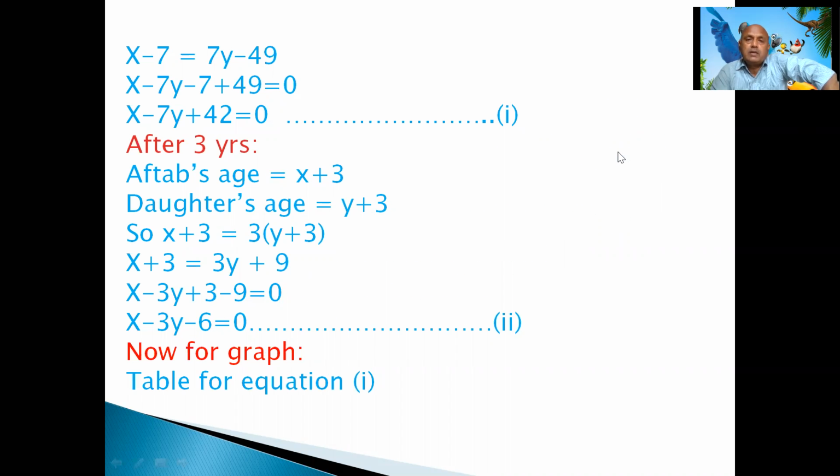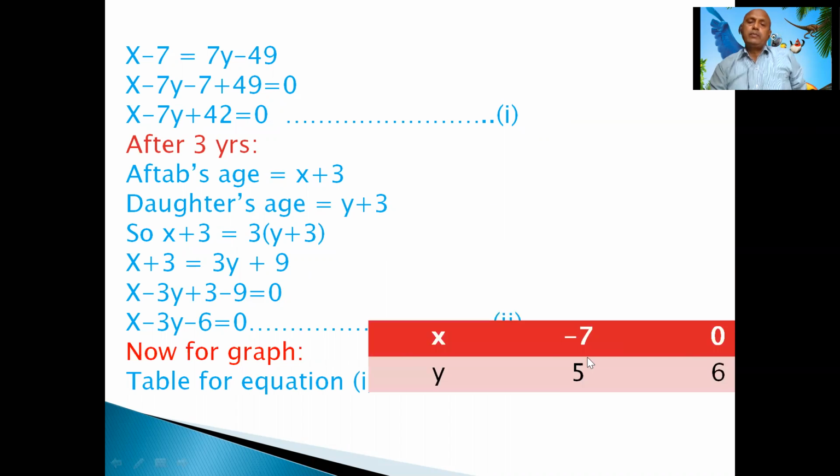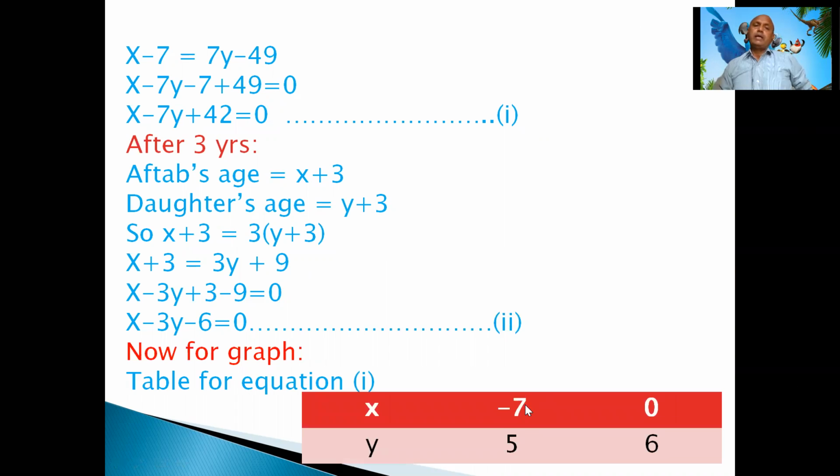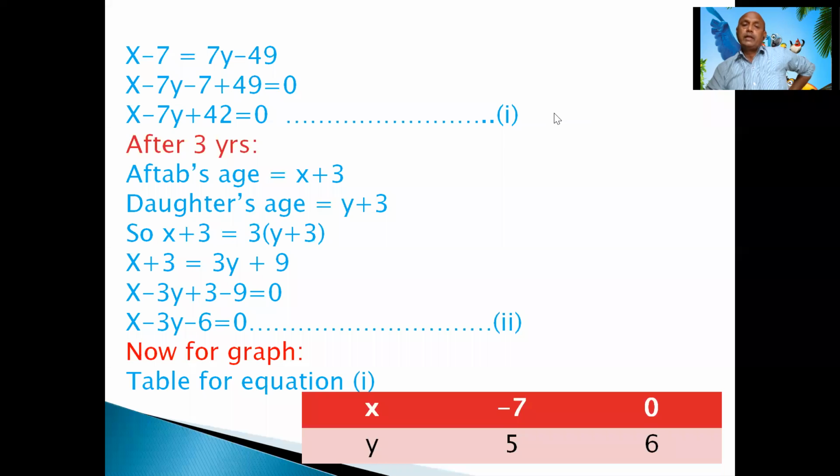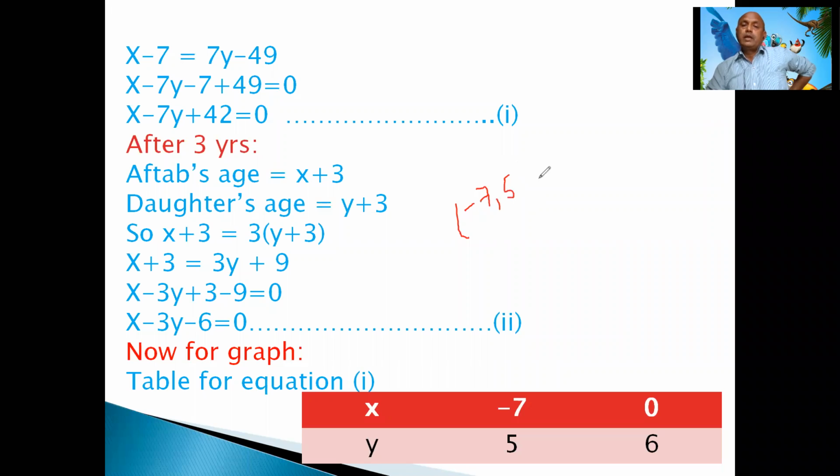Table for equation number 1. X I have given minus 7, y I have got 5. X I have given 0, y I have got 6. So in this way our 2 points, minus 7, 5 and 0, 6, can be easily plotted on the graph paper like this.